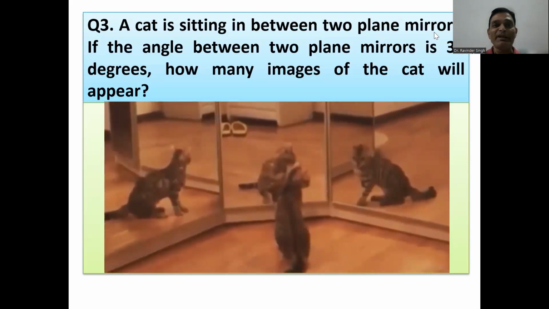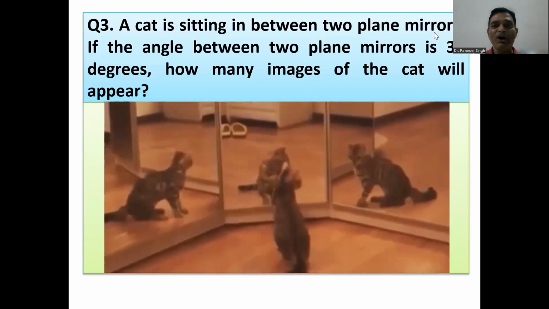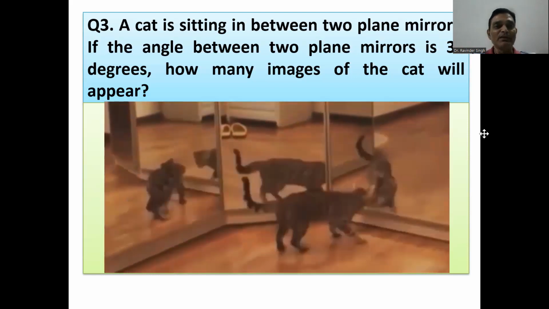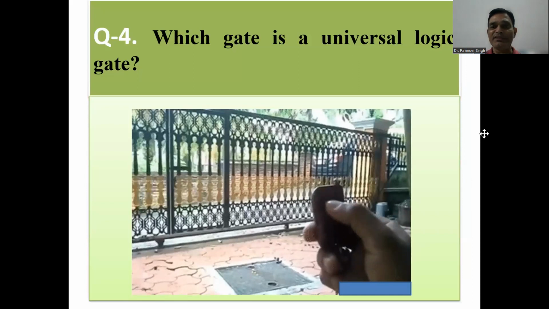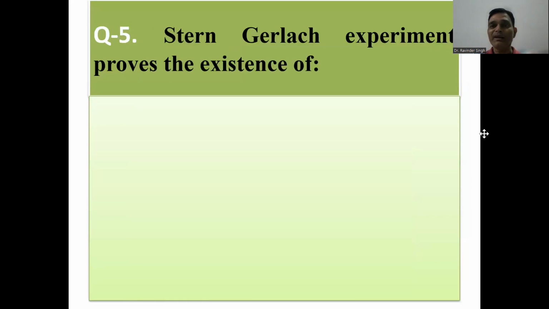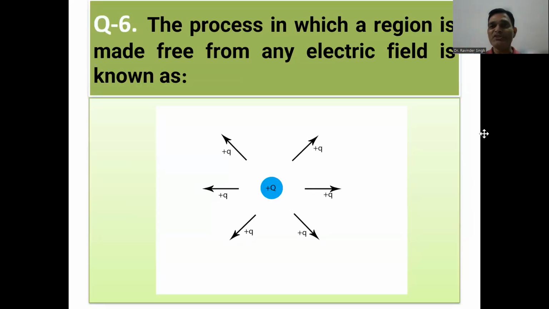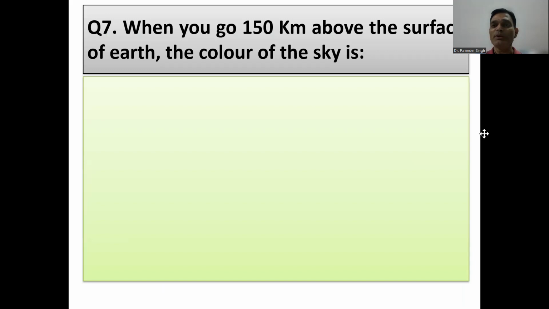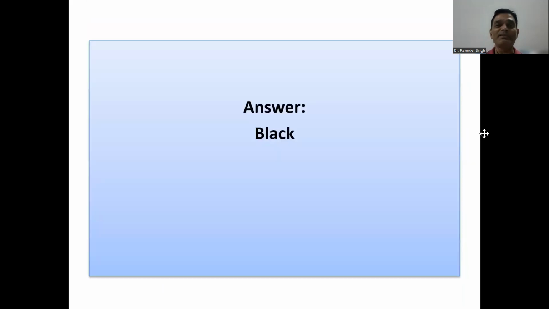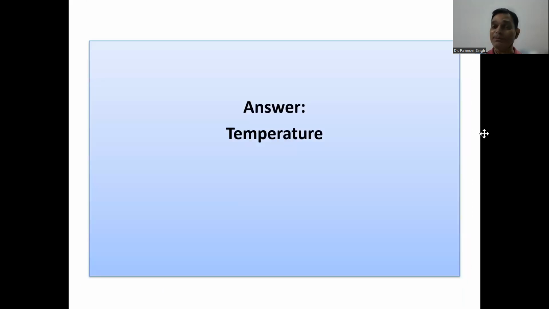Now the next question, a cat is sitting in between 2 plane mirrors. If the angle between the 2 plane mirrors is 30 degrees, how many images of the cat will appear? The answer is 11. Which gate is the universal logic gate? The answer is the NAND gate. Stern-Gerlach experiment proves the existence of the electron spin. The process in which a region is made free from any electric field is known as electrostatic shielding. When you go 150 kilometers above the surface of the earth, the color of the sky is, answer is black. The zeroth law of thermodynamics gives the concept of, answer is temperature.